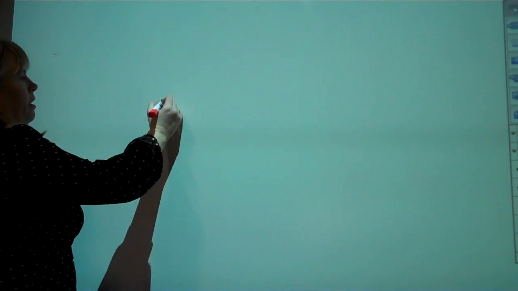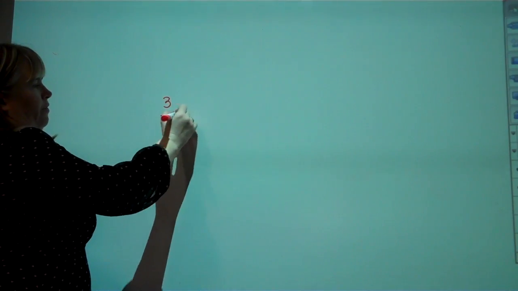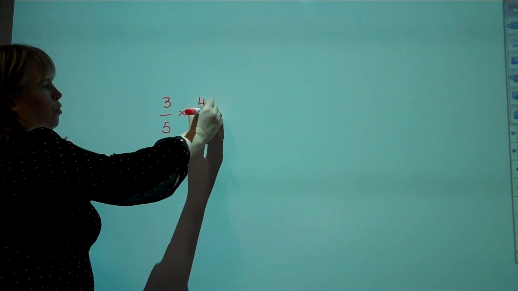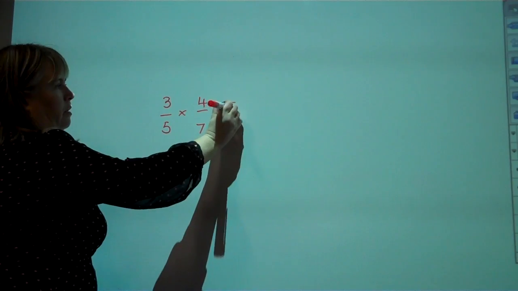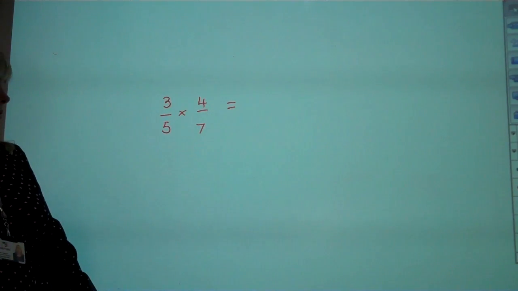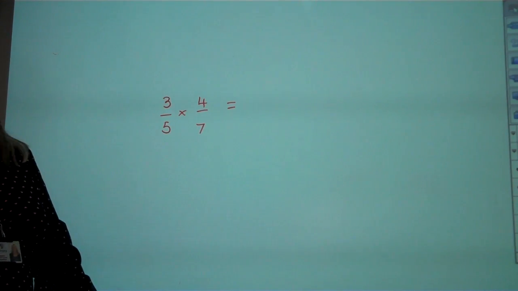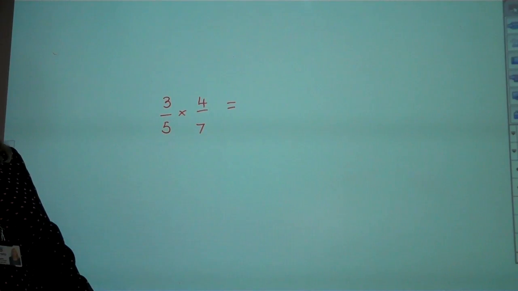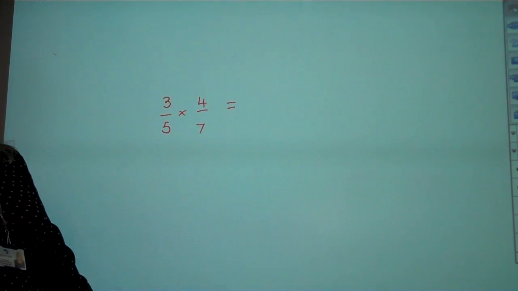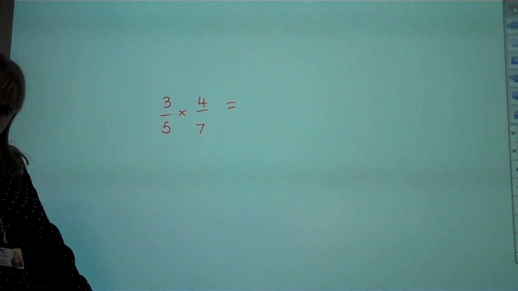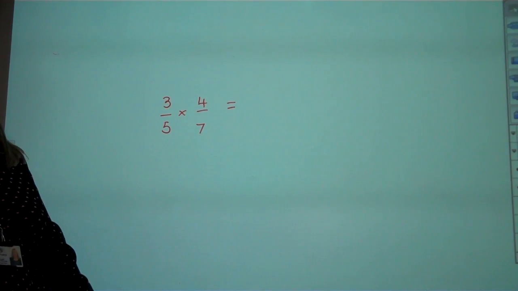Okay, so multiplying with fractions. Those people who needed multiplying with fractions. Let's start with 3 fifths times 4 sevenths. This is a method. We are not using a scissor method. Okay? Don't tell me how I've done that. Well, that's not how you do this.